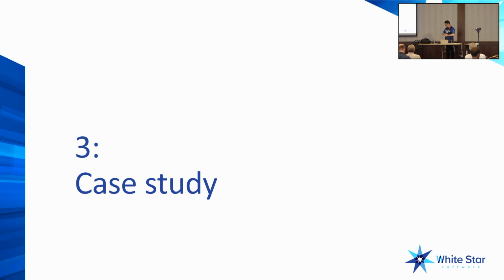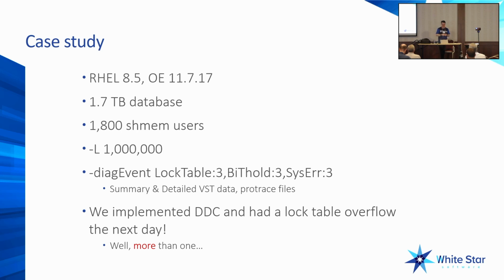Okay, so Tom and I had an adventure at a client site. This was a client with some chronic application problems, lock table overflows, and you get a hint of that because their big L was $1 million. Well, is $1 million. This is an 11.7 customer on Red Hat. It's about 1.7 terabytes-ish, maybe a little larger. 1,800 users, all shared memory, and big L of $1 million.